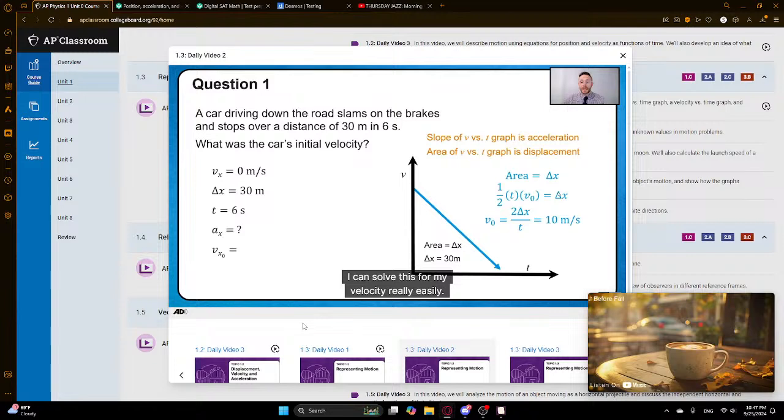Area equals delta x. Delta x equals 30 m. Area. Oh my gosh. 1/2 times t times v initial equals delta x. V initial equals 2 delta x over t, 10.